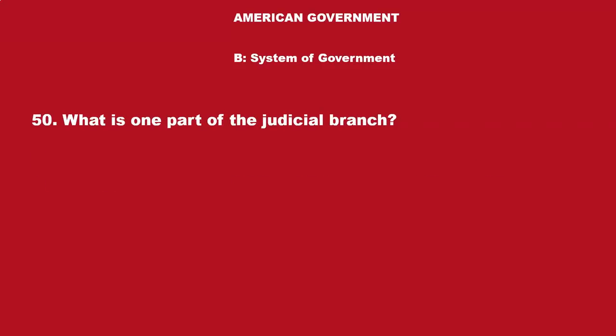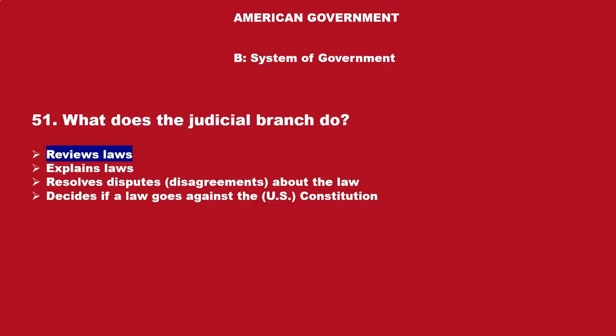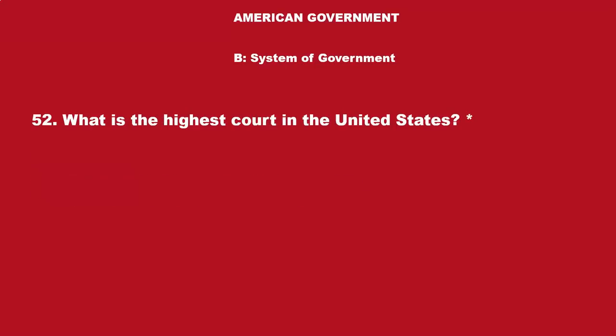What is one part of the judicial branch? Supreme Court. What does the judicial branch do? Reviews laws. What is the highest court in the United States?